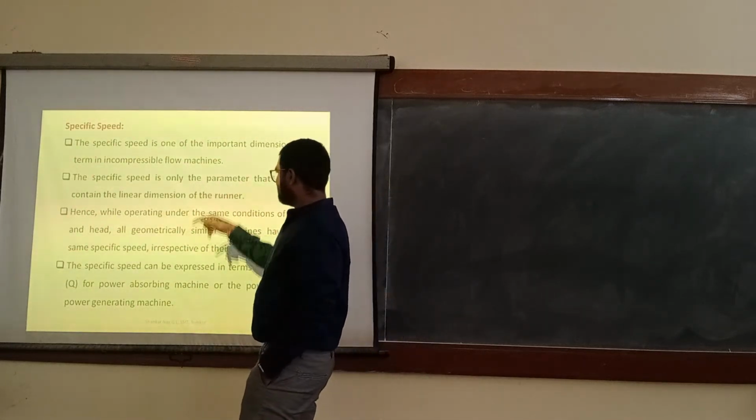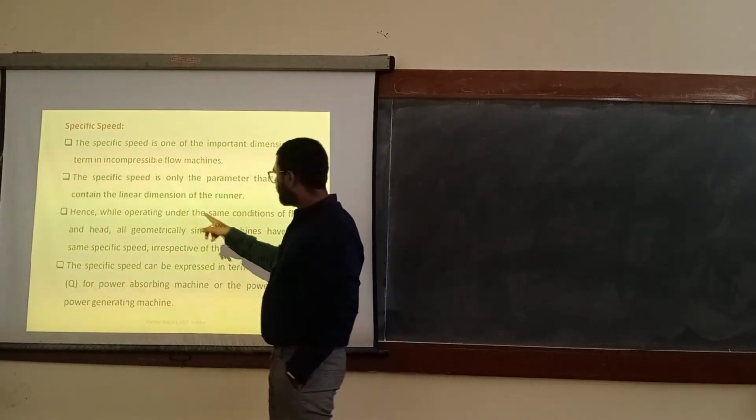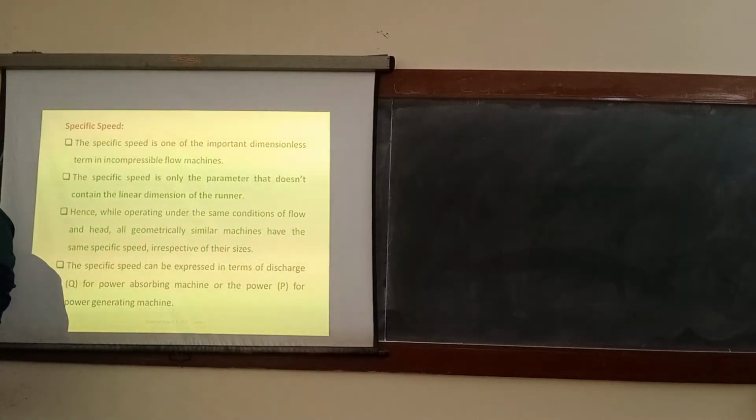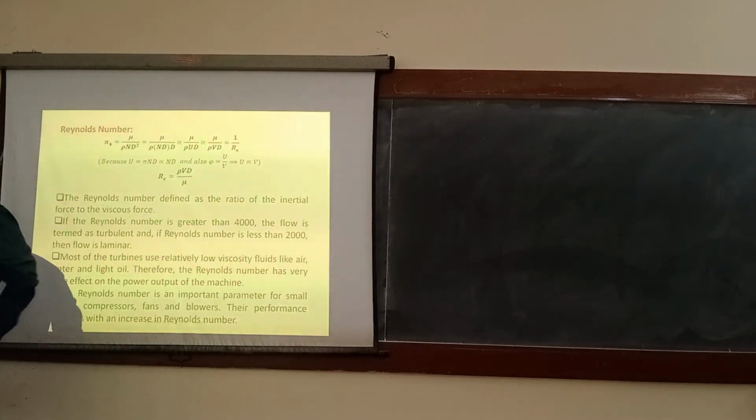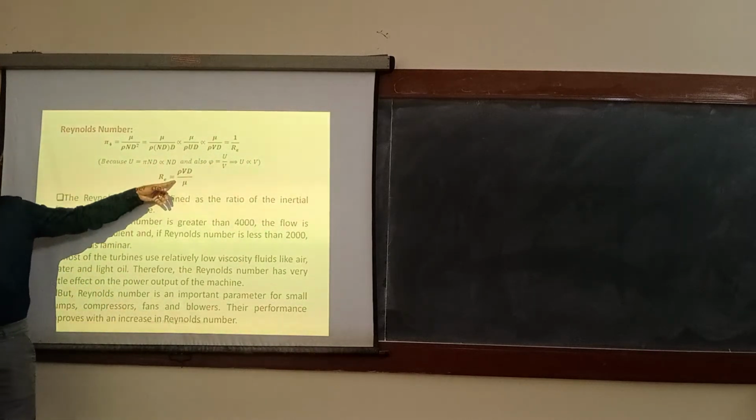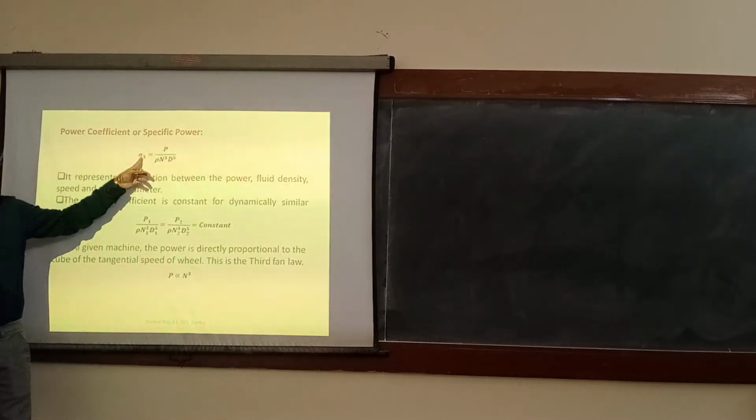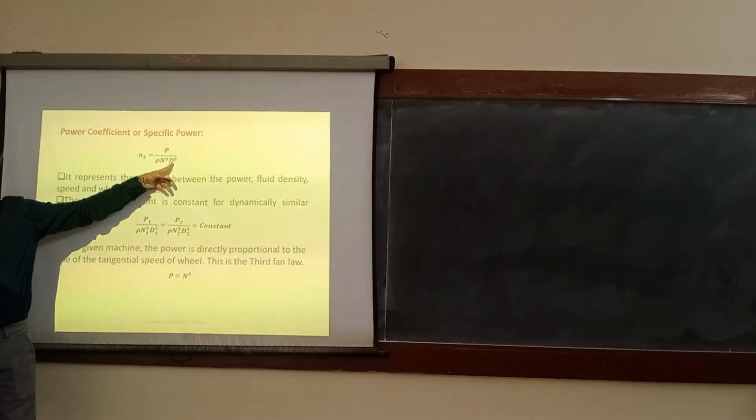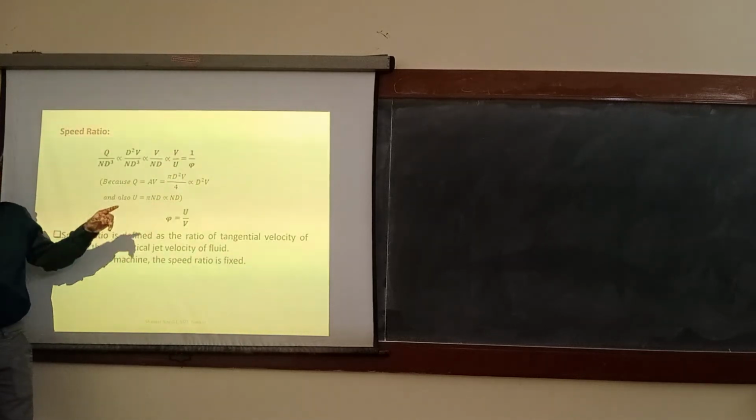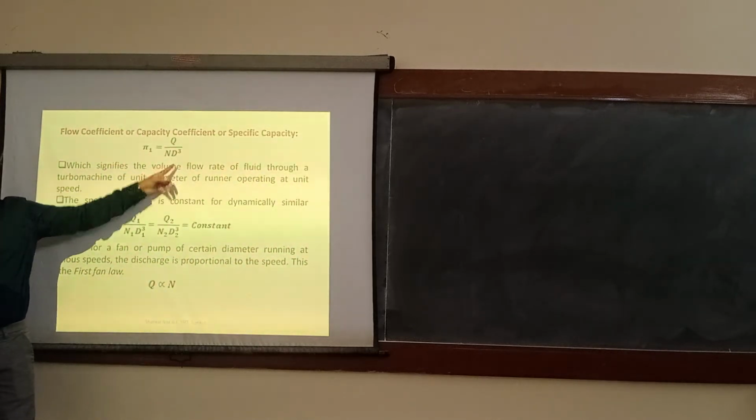Specific speed is the only parameter that does not contain the linear dimension of the runner. Just observe the previous dimensionless parameters we have discussed. The Reynolds number has the linear dimension D. Similarly, the power quotient has the linear dimension D, the head quotient has the linear dimension D, and the flow quotient also has the linear dimension.